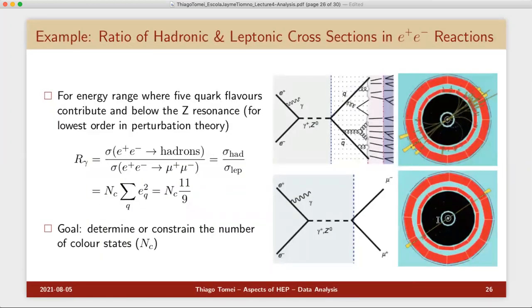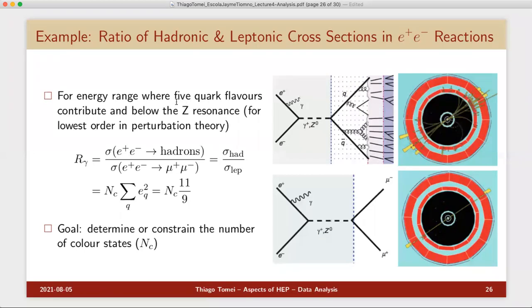Okay, let's go through a full example, okay? And this is going to be the end of the lecture. Let's imagine that I have the following situation: electrons and positrons colliding, and you can either have leptons in the final state, which are clean, right? You have 2 muons or 2 electrons, or hadrons in the final state. You have 2 quarks, and then these quarks hadronize and give hadronic jets, and there is a lot of particles in the end.